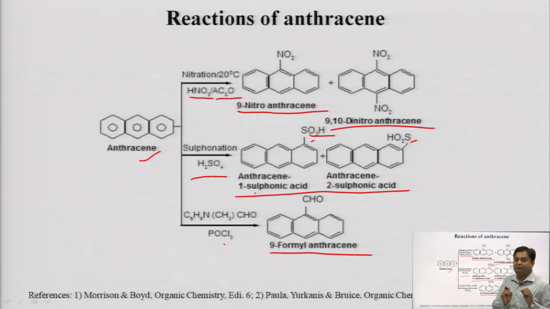You should keep the exceptions in your mind. Sulfonation occurs at the first and second positions, and we are getting a mixture of first and second substituted anthracenes. In case of nitration we are not using a mixture of HNO3 and H2SO4, we are using a mixture of HNO3 in acetic anhydride. And anthracene also gives formylation. Formylation occurs at the 9th position.